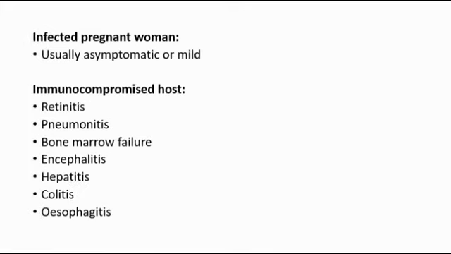Other age groups that can be infected with cytomegalovirus are pregnant women, where they are usually asymptomatic or only present with mild symptoms, and also immunocompromised people. They may present with retinitis, pneumonitis, bone marrow failure, encephalitis affecting the brain, hepatitis affecting the liver, colitis affecting the gastrointestinal tract, and also esophagitis.